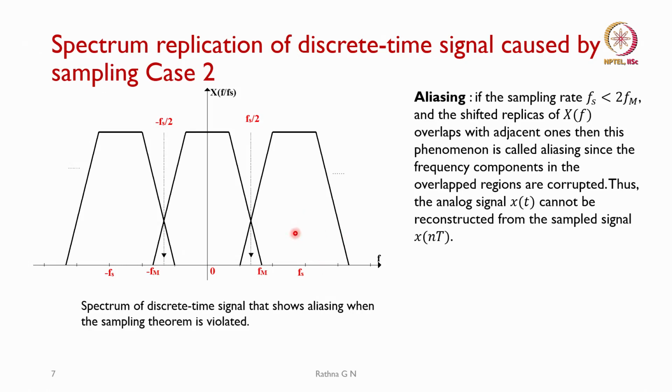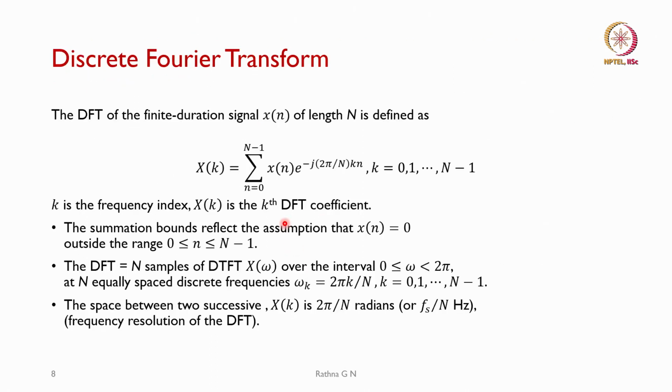So, this we may not be able to reconstruct to the original signal, it may map it to some other signal, as we have seen aliasing in our sine wave generation also. Coming to discrete Fourier transform.